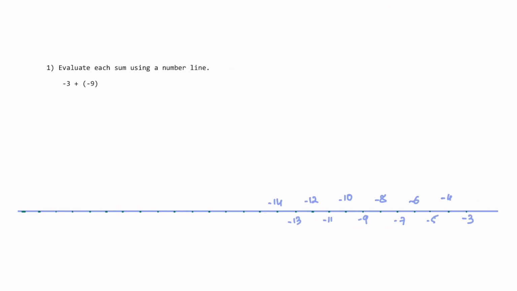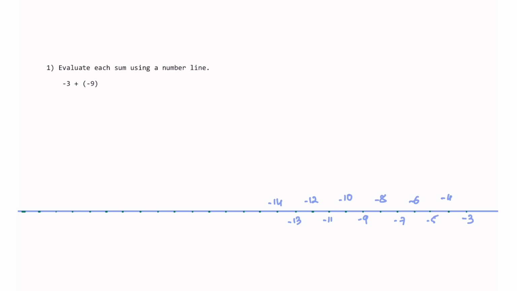What does the first question say? Evaluate each sum using a number line. So basically there are 6 questions of the same format. You have to answer this using the number line, not directly solve it, okay? So how do we solve this question?